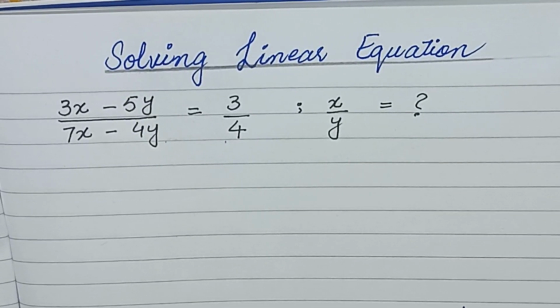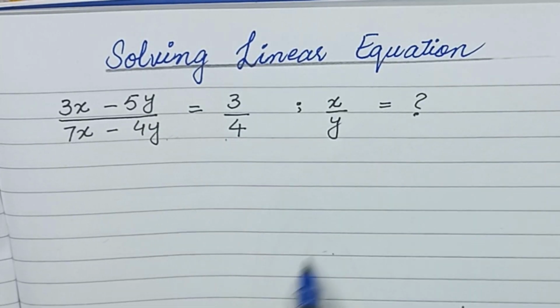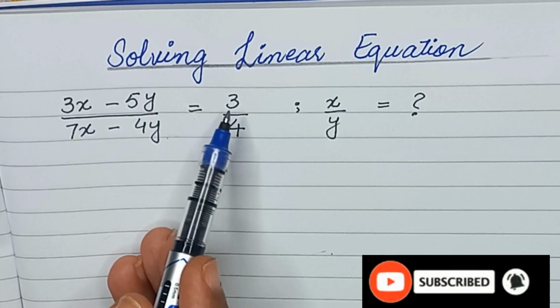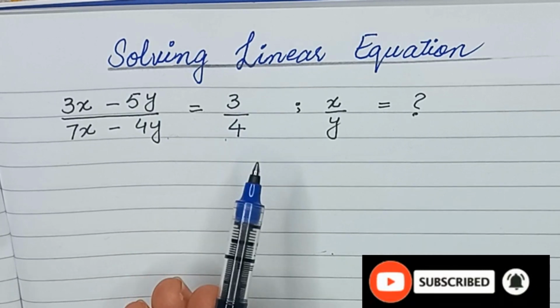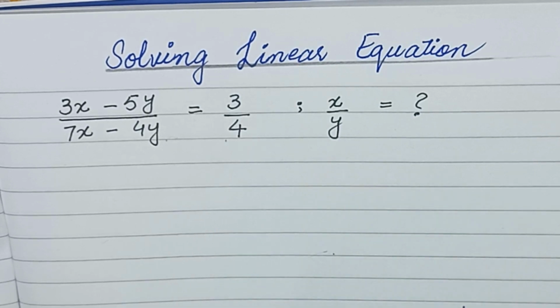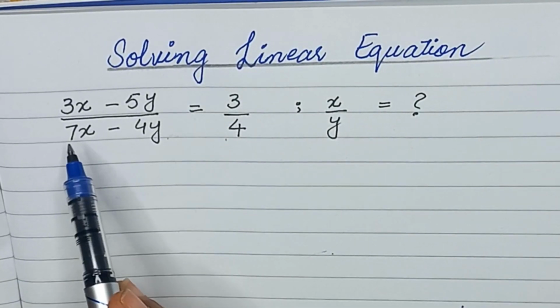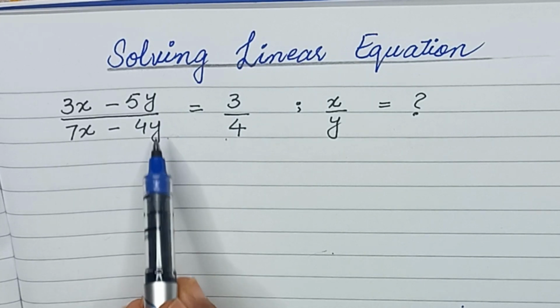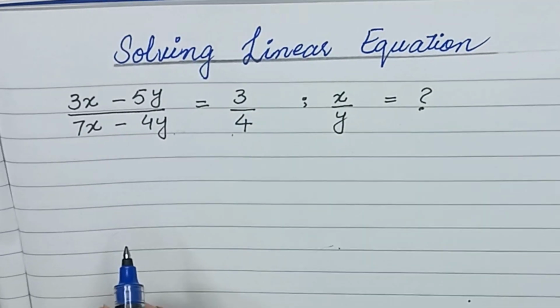Today I am here with a linear equation which is (3x minus 5y) divided by (7x minus 4y), which is equal to 3 divided by 4, and we have to find x divided by y. So first of all we will multiply both sides by 7x minus 4y to remove this fraction.